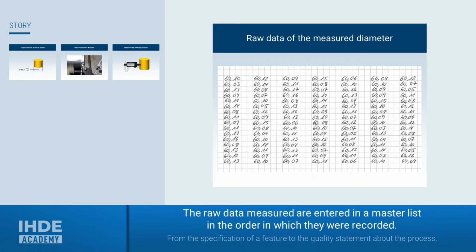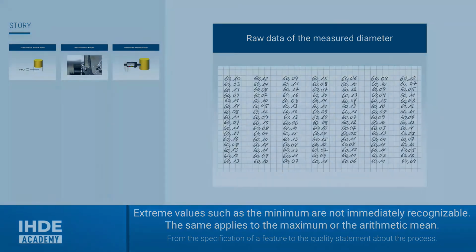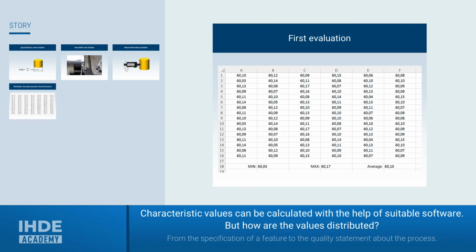When measured values are written down in the order in which they occur, such a list is called a master list or a raw data table. A disadvantage of such a list is that you cannot read the desired information directly from it, such as extreme values or mean values. The data must therefore be further processed. With the help of a software, the first important characteristic values, such as maximum value, minimum value, or the arithmetic mean, can then easily be determined.